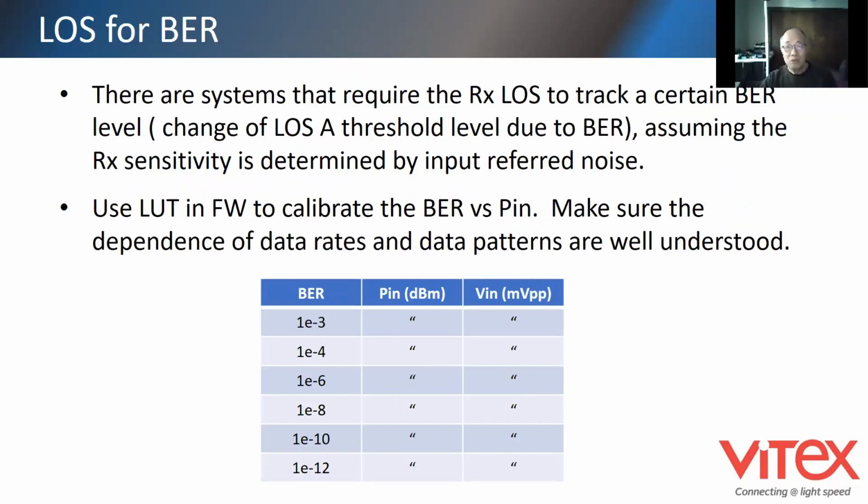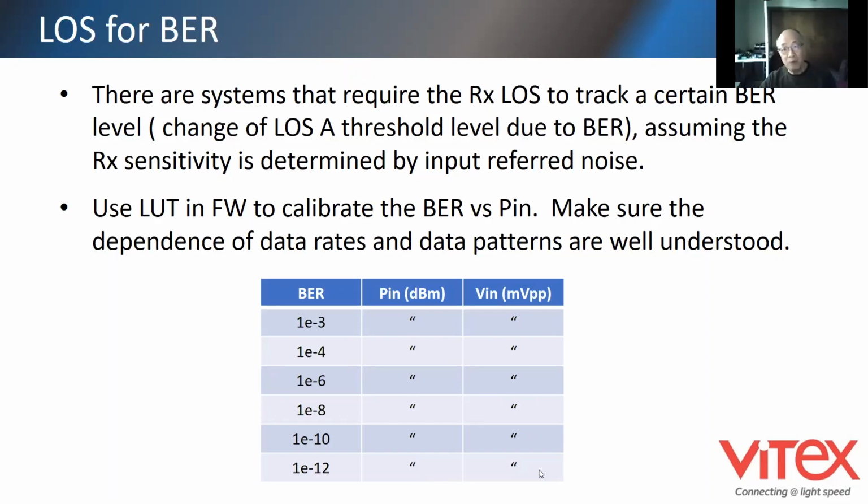The other one I want to talk about is a little bit different, and basically the way to do it is very simple: combine the LOS to indicate the bit error rates. Basically, all you need to do is a lookup table in the firmware to calibrate the bit error rate versus input power or input peak-to-peak power. It doesn't matter, and it's up to your preference.